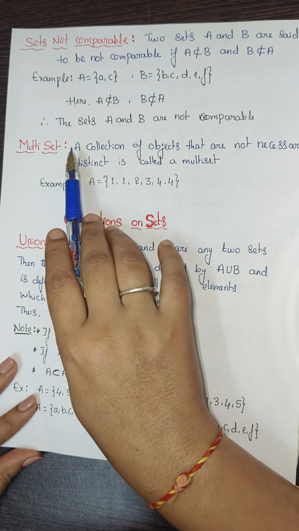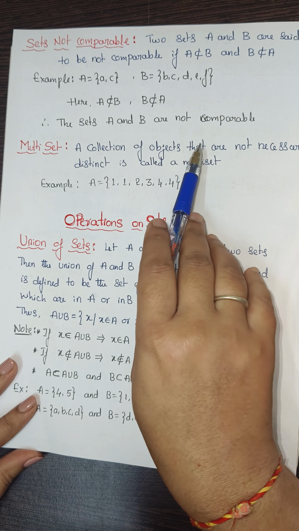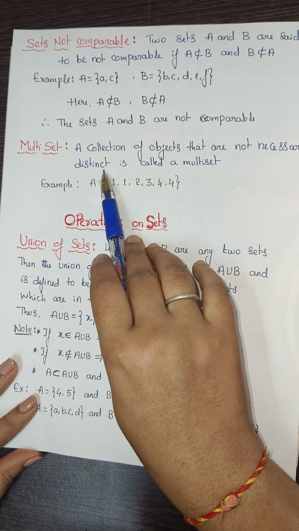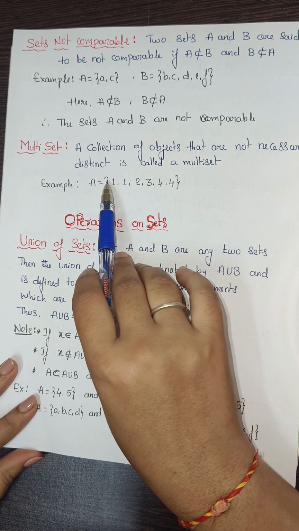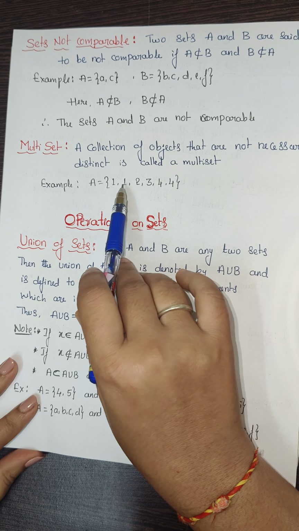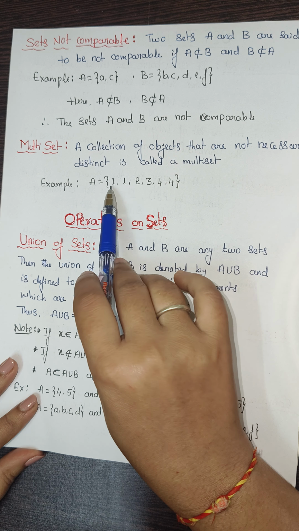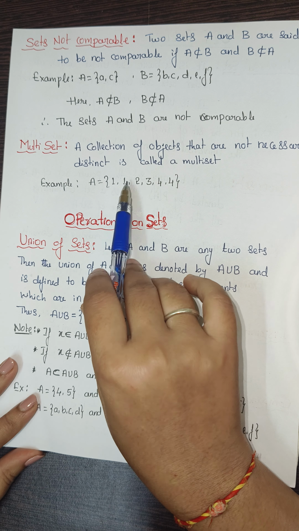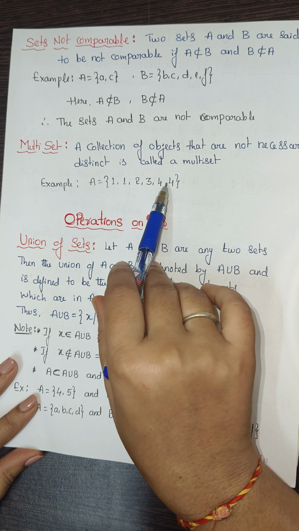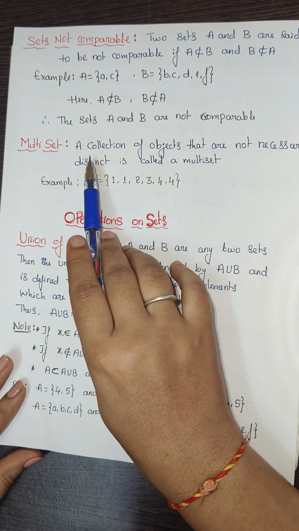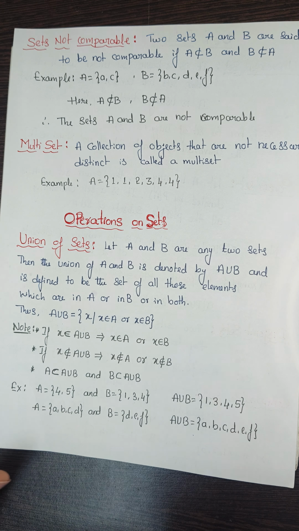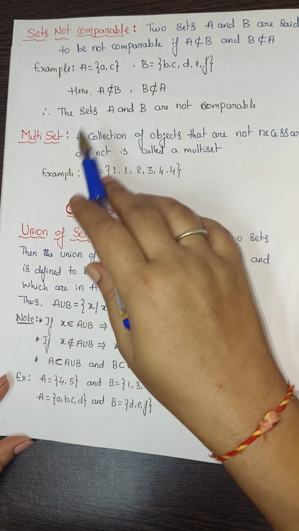Next one is the multiset. A multiset is a collection of objects that are not necessarily distinct. That means an element can appear more than one time. Here 1 appears 2 times and 4 appears 2 times. So it is called a multiset. This is all about types of sets.